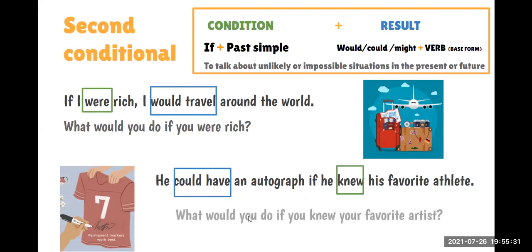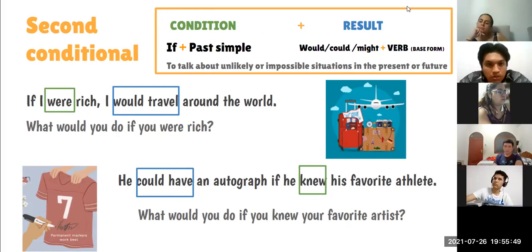So the question is, what would you do if you knew your favorite artist or your favorite singer, actor? I don't know. What would you do? Remember that you can use different words here: would, could, or might. What would you do if you knew your favorite artist, athlete, singer, I don't know, actor?